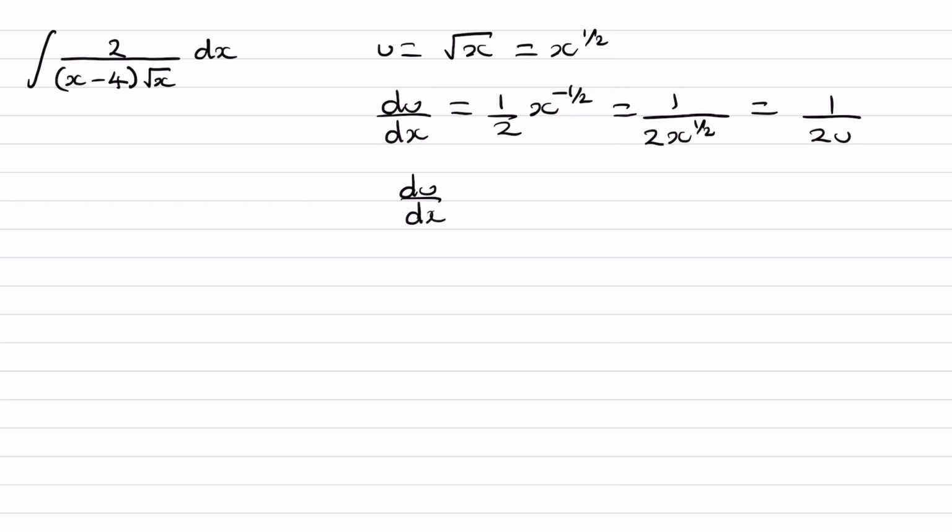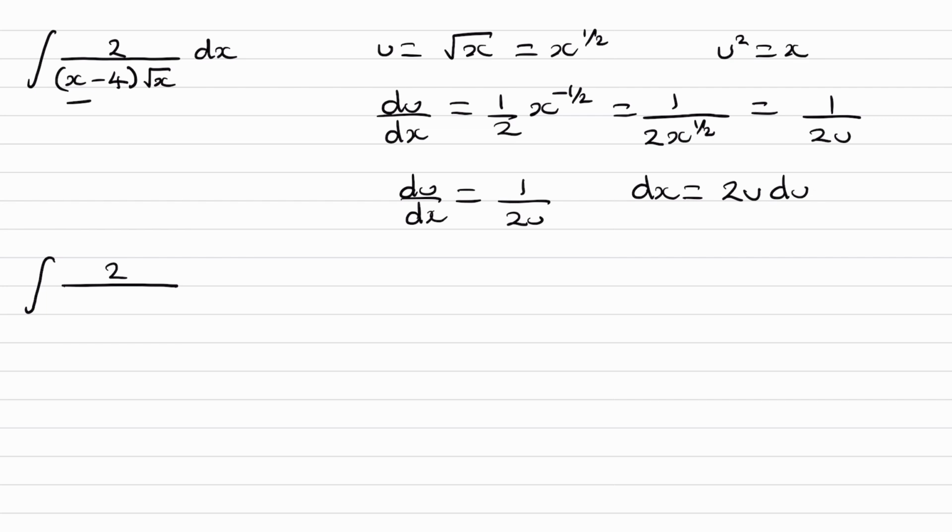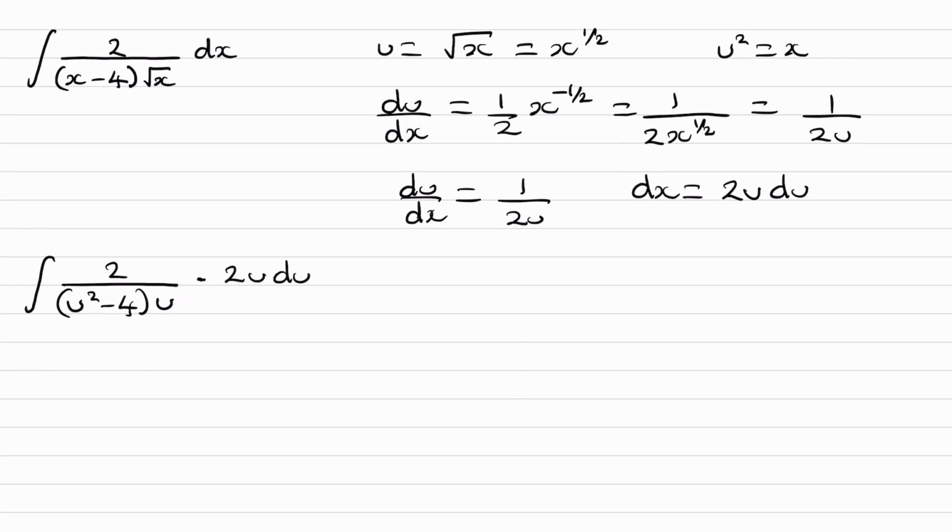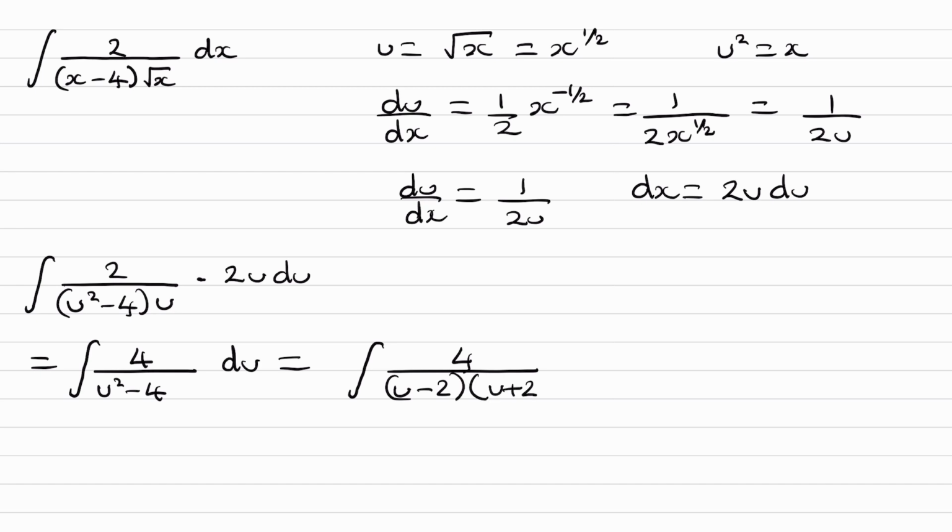So du dx is 1 over 2u, therefore dx is equal to 2u du. Now we can sub stuff in, so this becomes 2 all over, so we have x here. We know that u is equal to root x, so we can then say that u squared is equal to x. So this x becomes u squared. That's multiplied by root x, which is u, and the dx becomes 2u du. And that is then the same thing as the integral of 4 over, so these two u's cancel, and we're left with 4 over u squared minus 4, which is the same thing as, using the difference of two squares, 4 over u minus 2, u plus 2.